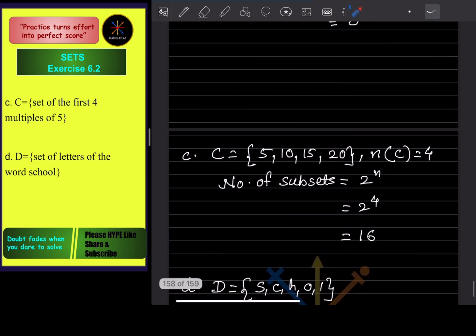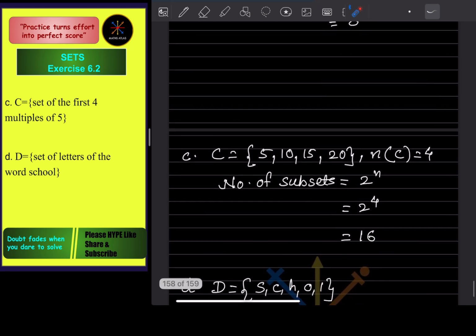Now here, set of 4 multiples of 5. So 5, 10, 15, and 20. So n(C) is going to be 4. So the number of subsets will be 2 raised to 4, that is going to be 16.